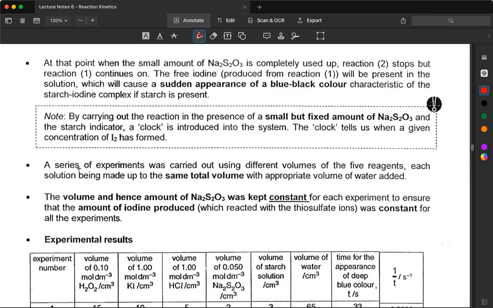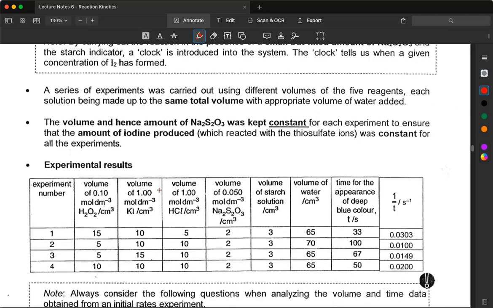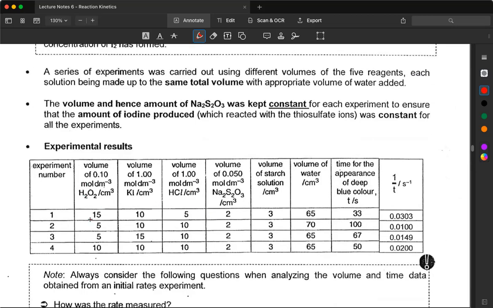A series of experiments was carried out using different volumes of the reagent, and the solution was made up to the same total volume with the appropriate volume of water added. The volume and amount of sodium thiosulfate was kept constant for each experiment so as to ensure that the amount of iodine produced was constant for all experiments. So these are the experimental results.